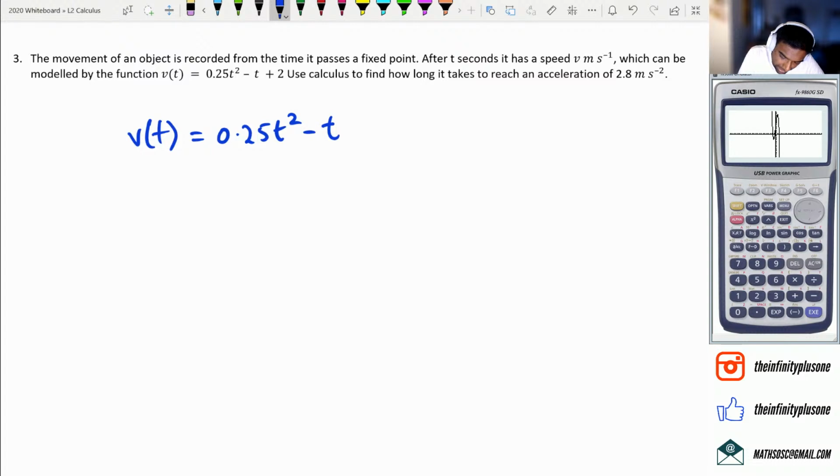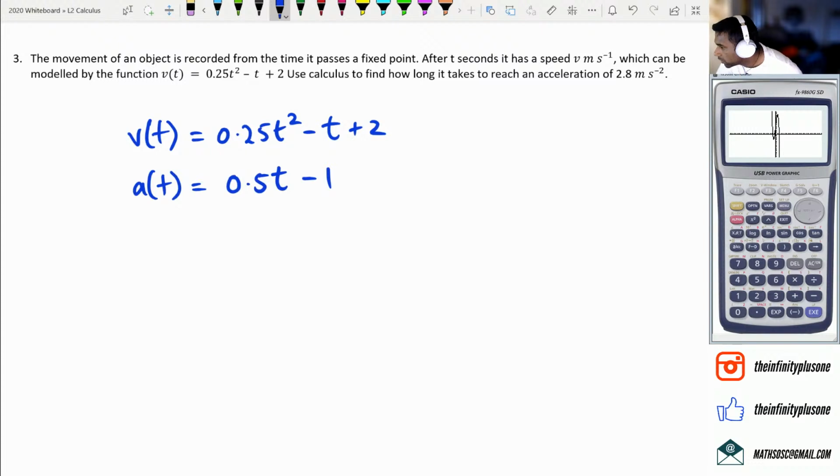So in this case, a of t is the differentiation of the velocity function, which is going to give you 0.5t minus 1. And since this is the acceleration equation, just doing this part right here will get you an achieved grade, all right? You are just differentiating from velocity to acceleration, but guess what? That still gives you an achieved grade.